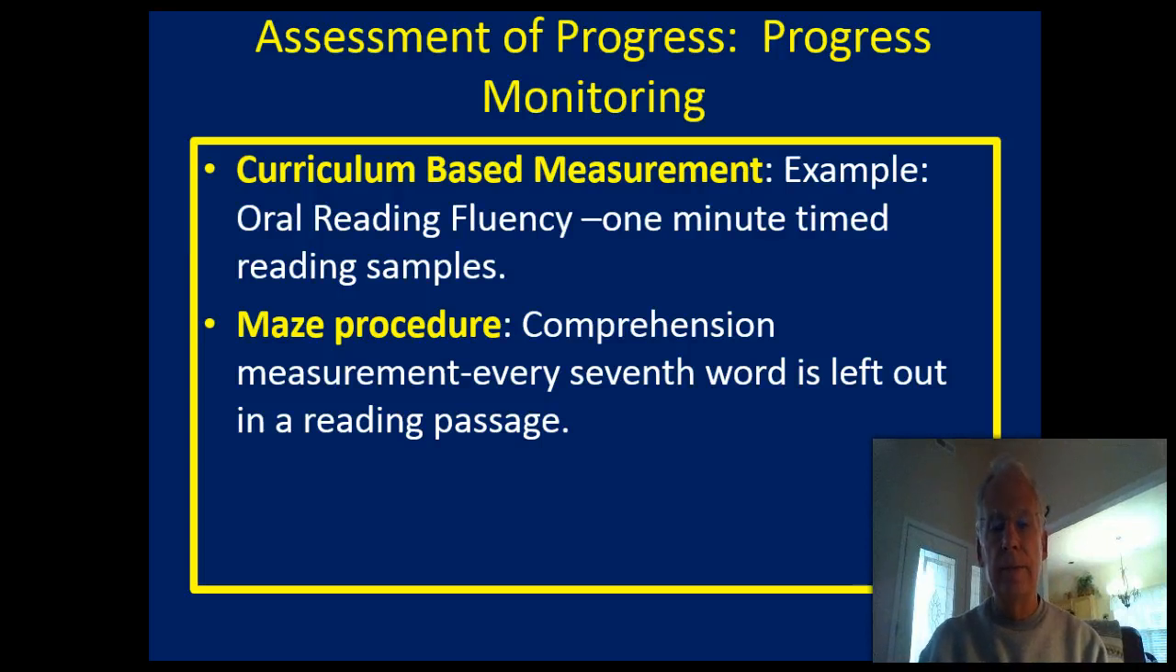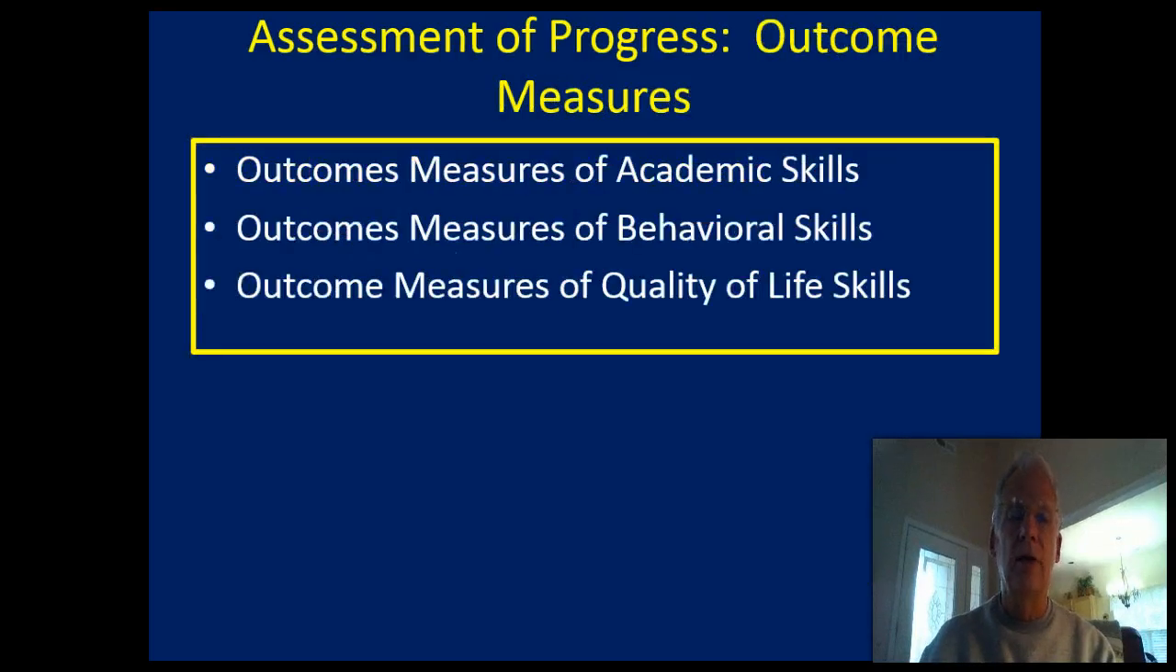And then the MAZE procedure is a comprehensive assessment for students who are able to read. It's an assessment where you leave out certain words. For example, every seventh word you would leave out, and see if the student is able to determine what that word is based on the context. This would probably be for more advanced students with disabilities, also more in line with someone that would have just reading disabilities.